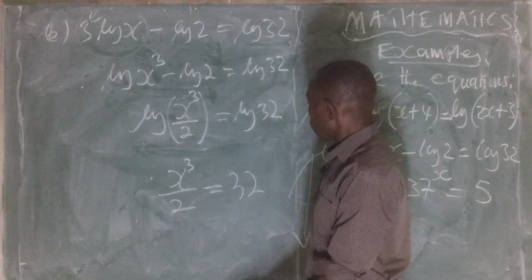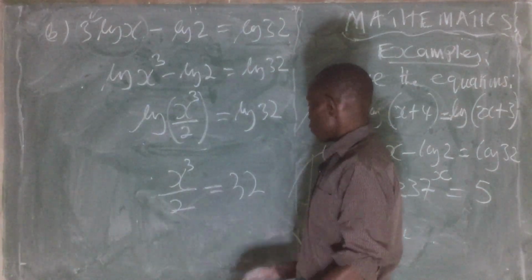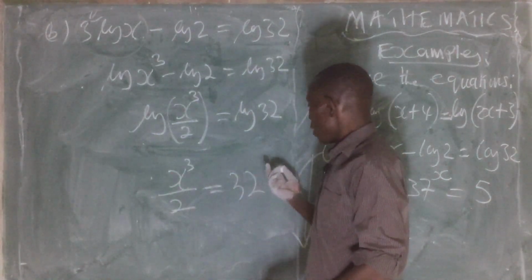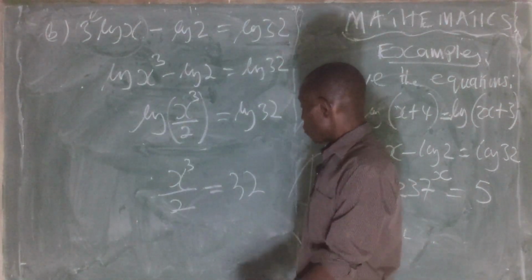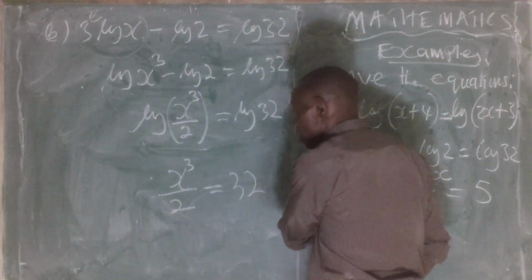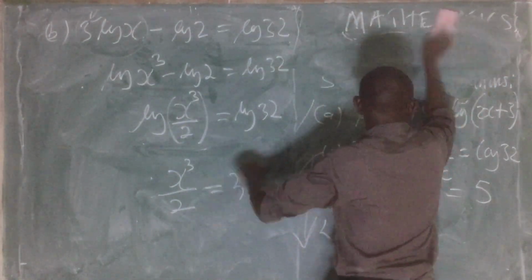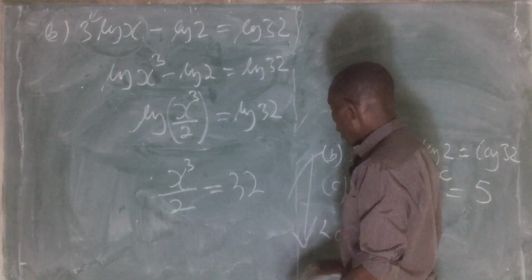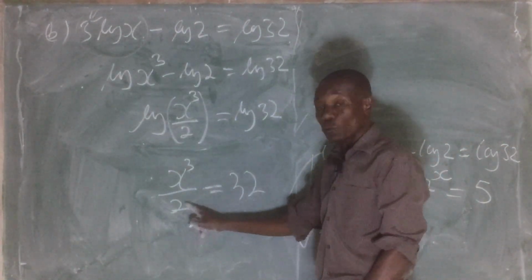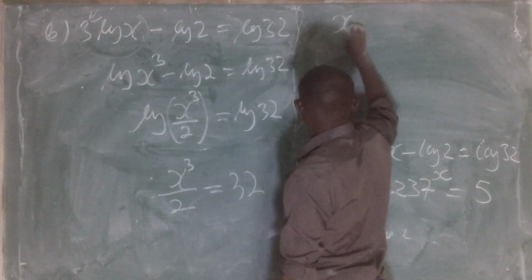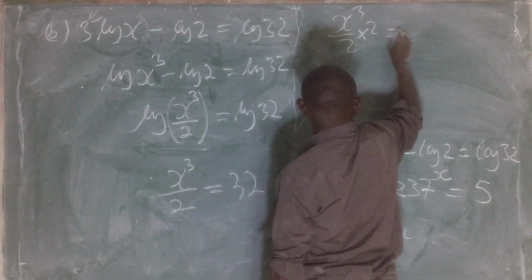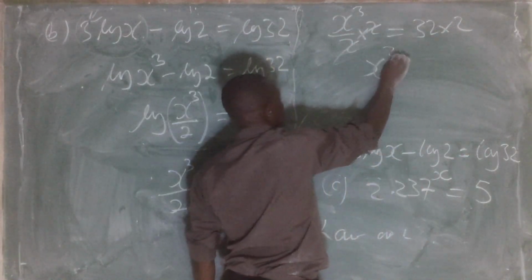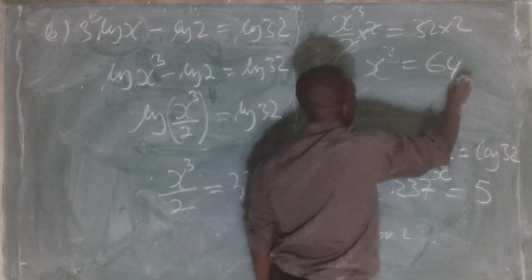Right. So now if this is equal to this, then the rest of the story is applicable. Just clear this fraction and then you find the value of x. Directly you cannot find the value of x as it is. You need at least first of all to deal with that fraction. So how to handle the fraction? Multiply both sides by the denominator, which is a 2. We have x to the power 3 over 2 times 2 is equal to 32 times 2. And here it goes as x to the power 3 is equal to 64.